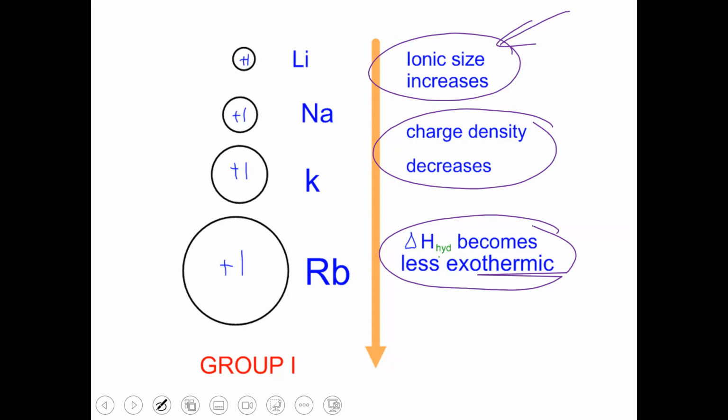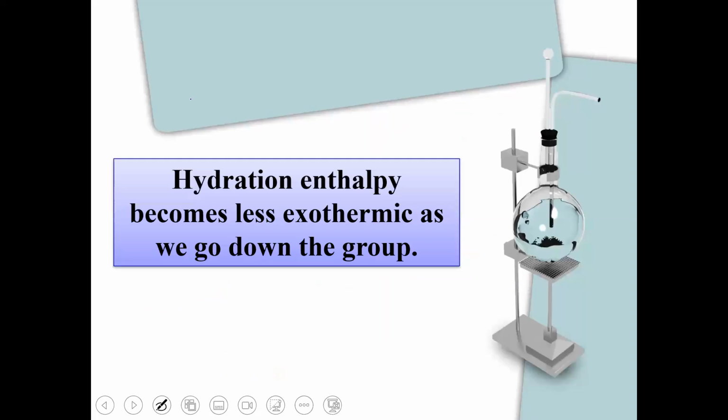So if you see, potassium is a much bigger plus ion and lithium is a smaller plus ion. Both are plus 1, but lithium plus 1 will be more readily hydrated because of its high charge density. Now you have to copy this screen.